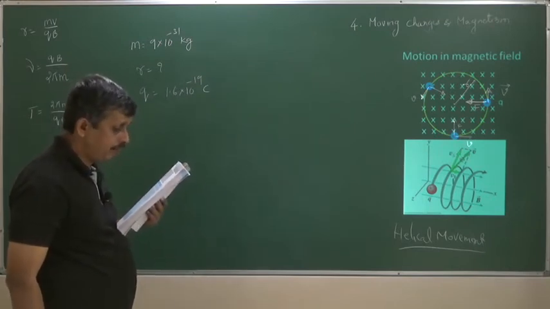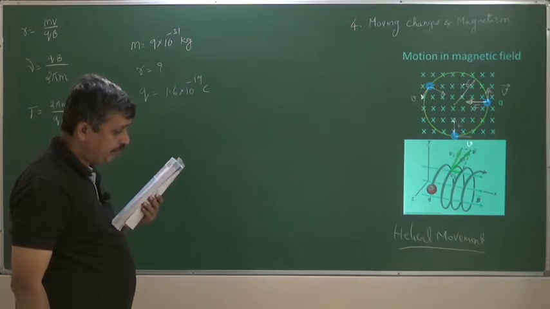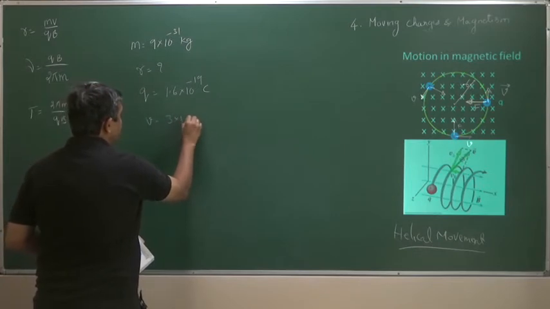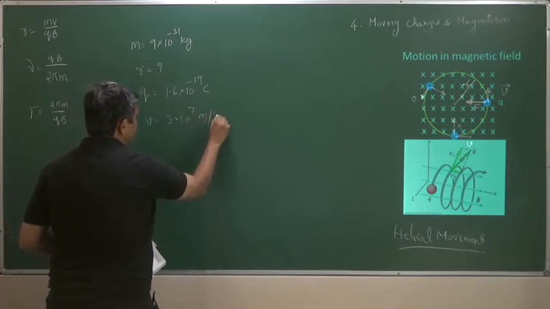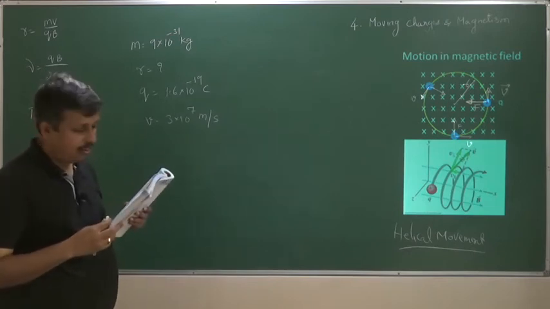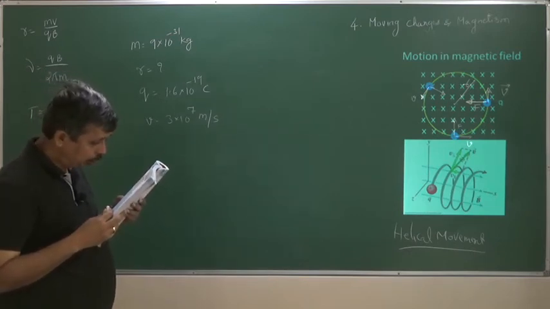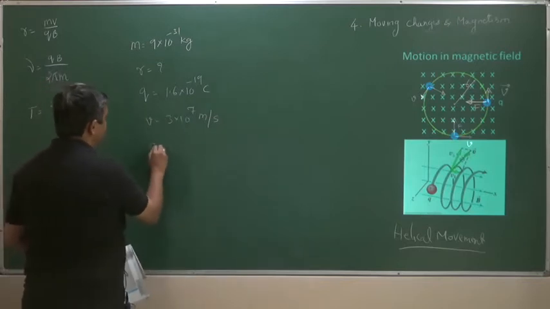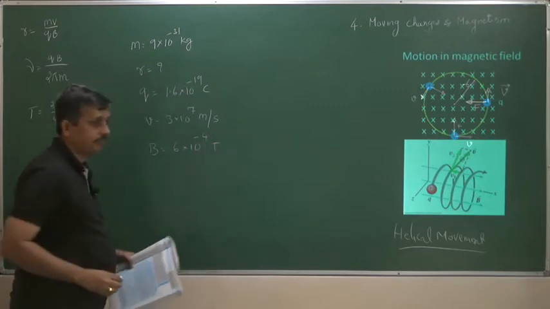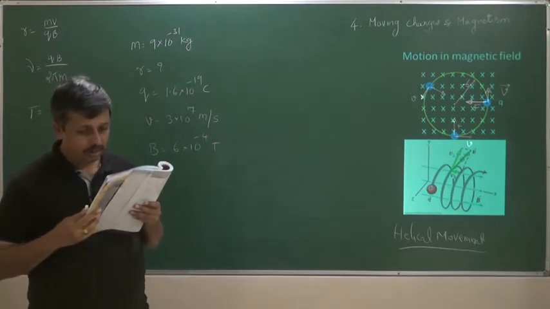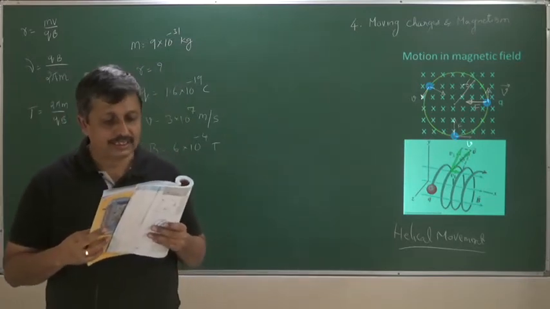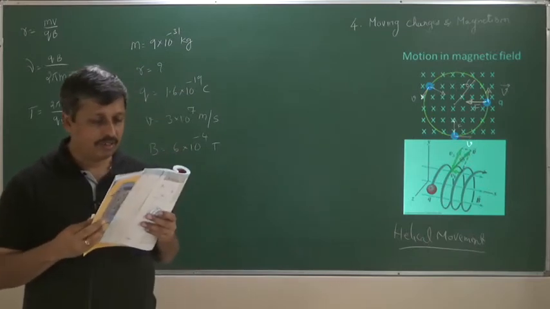Moving at a speed of 3 into 10 to the power of 7 meters per second, in a magnetic field of 6 into 10 to the power of minus 4 Tesla, perpendicular to it. We have been told that it is perpendicular to it. What is its frequency? We have to find out its frequency also.